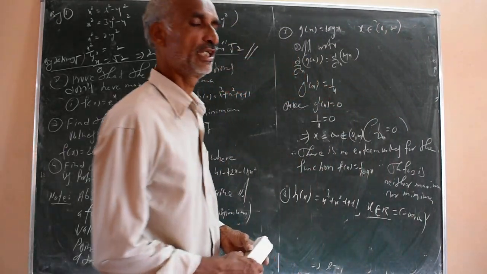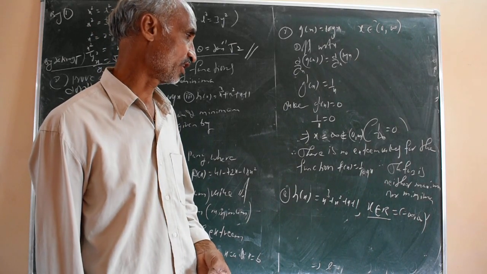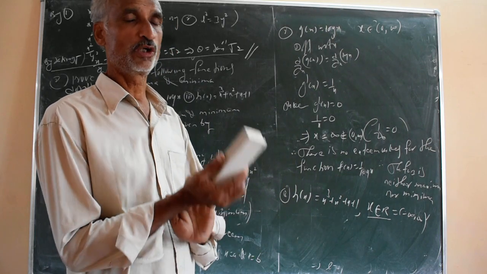Differentiating with respect to x, you are getting h dash of x equals 3x square plus 2x plus 1. If you equate it to 0, it becomes a quadratic equation.